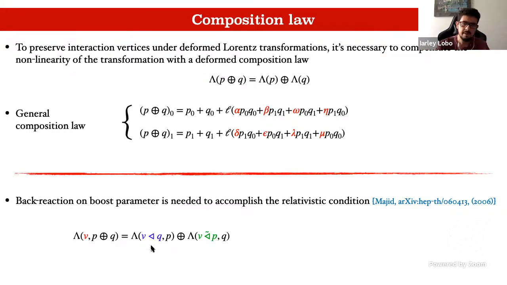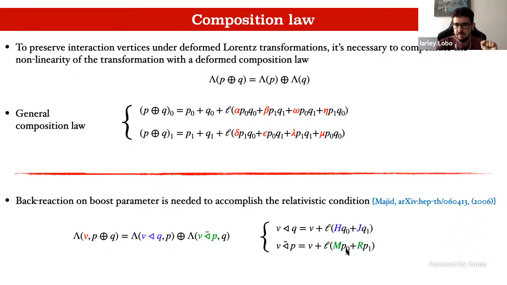This is necessary to accomplish the relativity principle, and it was first found in 2006 by Majid. And here we allow it to be applied in both entries of the deformed Lorentz transformation in order to have the most general result. This possibility has also been raised in that paper of 2014 by Barcaroli and others, published in PRD. So in general, it will have this shape here: the boost parameter that depends on P when it applies on Q, and vice versa.